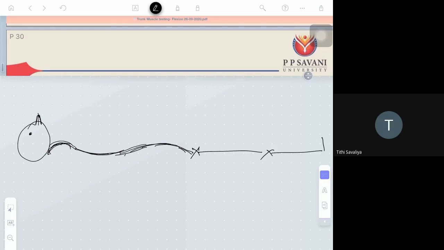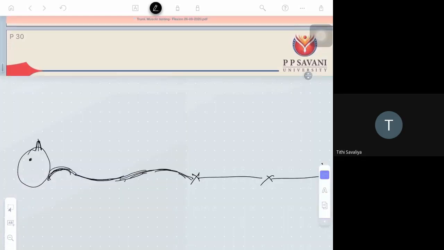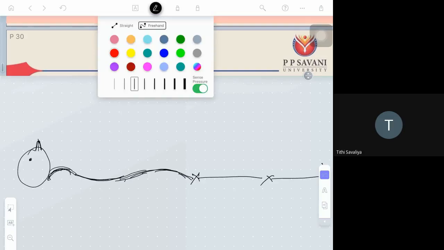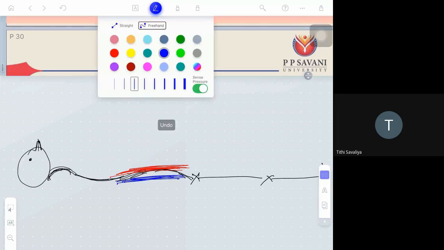Clear? So what is the first point? If abdominal muscles are weak, where are the abdominal muscles? Here are the abdominal muscles. And where are the extensor muscles? Here are the extensor muscles. Clear? First, we will discuss what will happen if abdominal muscles are weak.